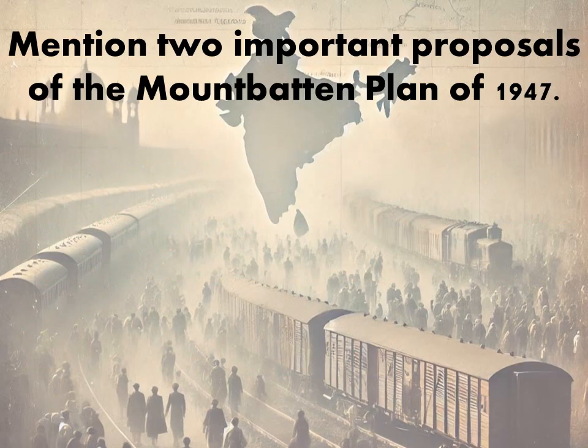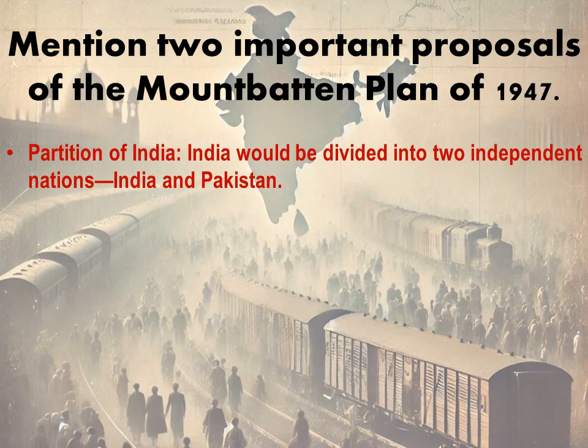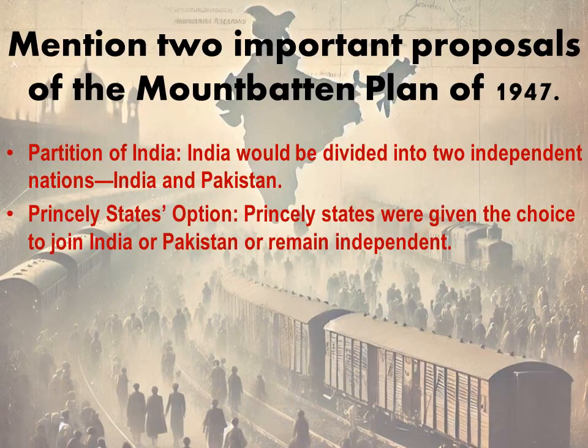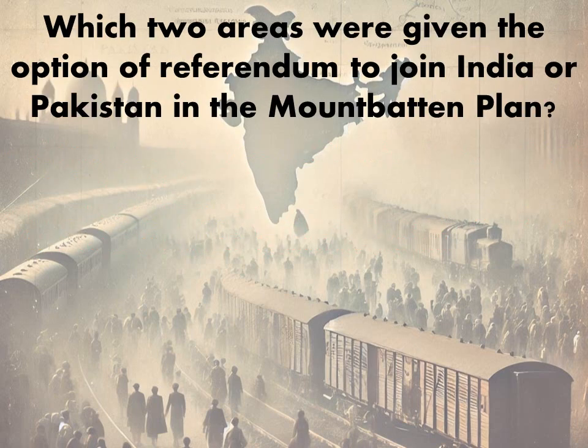Mention two important proposals of the Mountbatten Plan of 1947. Partition of India. India would be divided into two independent nations, India and Pakistan. Princely states option. Princely states were given the choice to join India or Pakistan or remain independent.